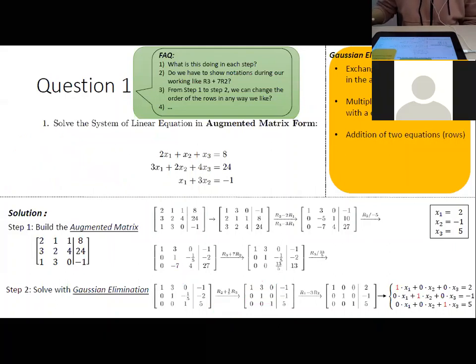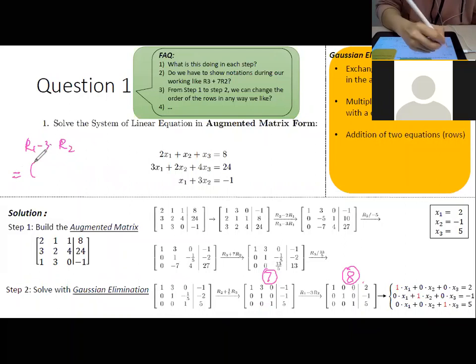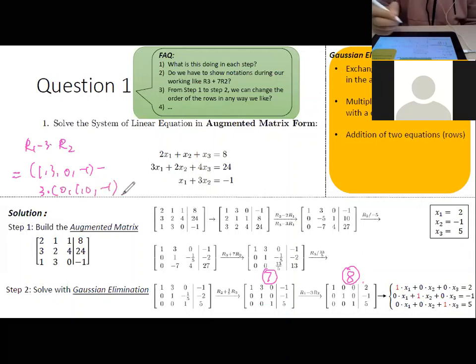Now, there is only one step left. This is matrix 7, this is matrix 8. And the last step is R1 minus 3 times R2. That means we take the first row of matrix 7, which is 1, 3, 0, minus 1, minus 3 times the second row of matrix 7, which is 0, 1, 0, minus 1. And after the calculation, we can get the new first row of matrix 8.